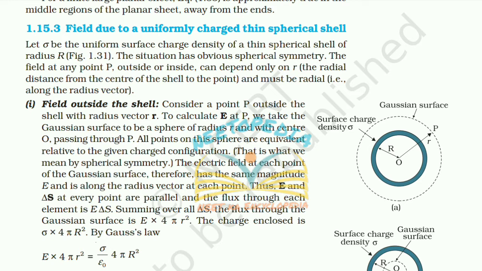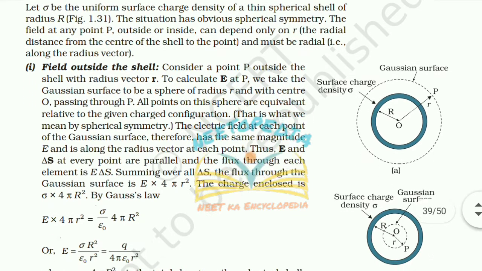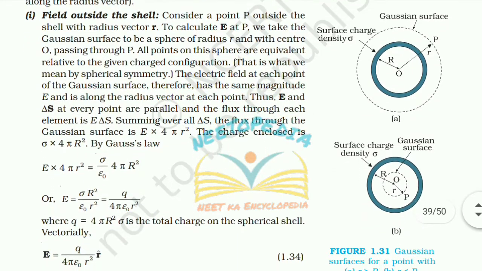The electric field at each point on the Gaussian surface therefore has the same magnitude E and is along the radius vector at each point. Thus, E and delta S at every point are parallel, and the flux through each element is E delta S, summing over all delta S. The flux through the Gaussian surface is E into 4 pi r squared. The charge enclosed is sigma into 4 pi r squared.